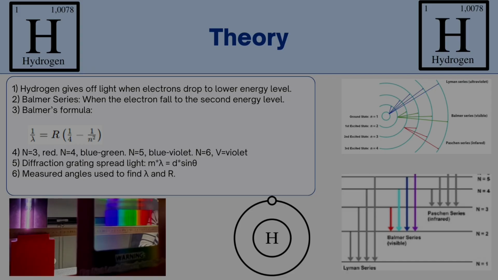So when n is 3, it gives off red color. When n is 4, it gives off blue green. And when n is 5, it gives off blue violet. And when n is 6, it gives off violet color.